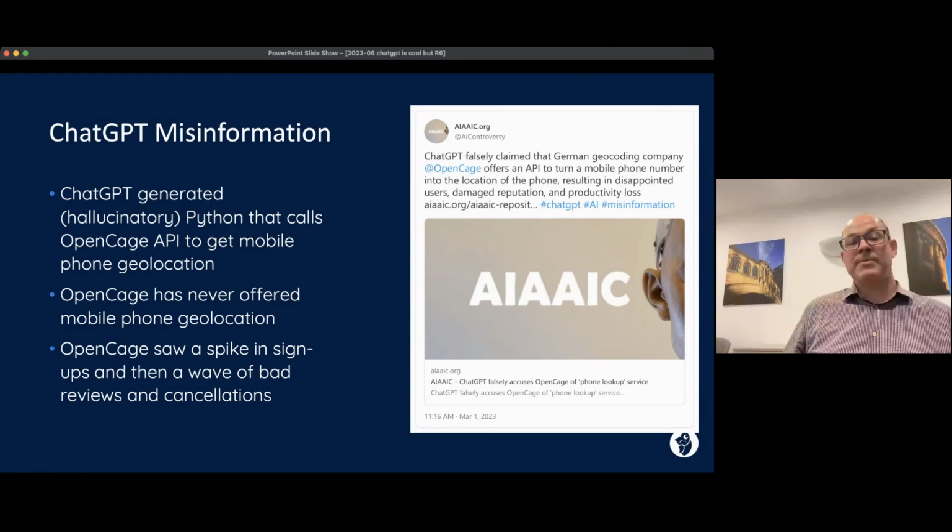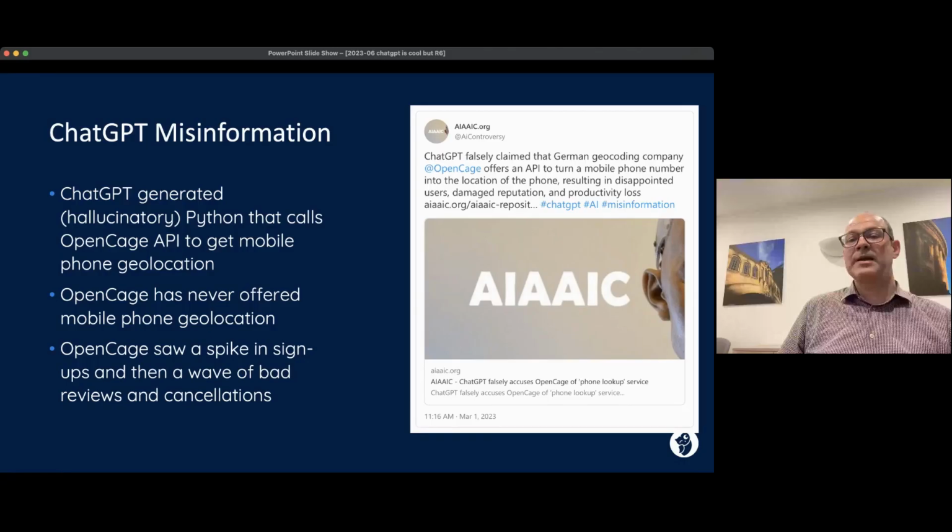The amazing thing about this is that the API that they were calling has never offered that capability. OpenCage is a geolocation service, so you can take a street address and it will give you GPS coordinates, or you can give it GPS coordinates and it will give you a street address. So it's used in lots of different applications. They've never offered mobile phone geolocation, but all they knew was they saw a surge in signups for their service and then a wave of cancellations and bad reviews, and they had no idea why that was happening. They've never claimed to offer this service.